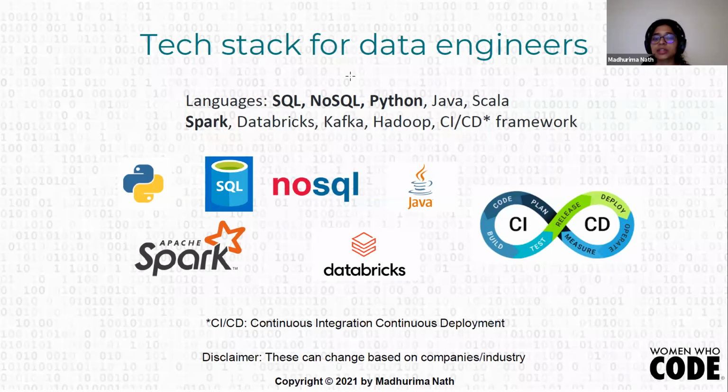Java sometimes is very important, but if you're going to stick, let's say, to one of the languages from Python, Java, or Scala, SQL or NoSQL, and Spark, because you want distributed computing. So you can use PySpark, you can use Databricks, you can use Kafka, you can use Hadoop, doesn't matter, but some kind of distributed computing. And CI/CD, which is very, very important, which is continuous integration and continuous deployment.